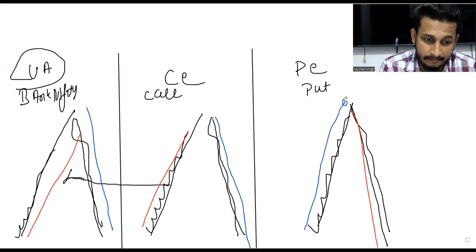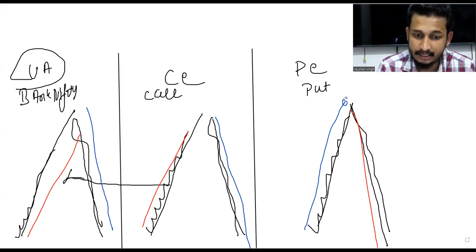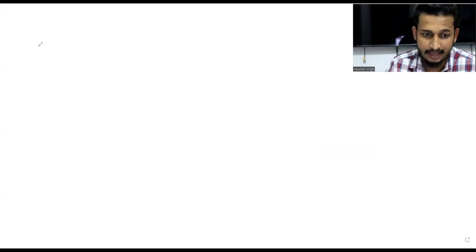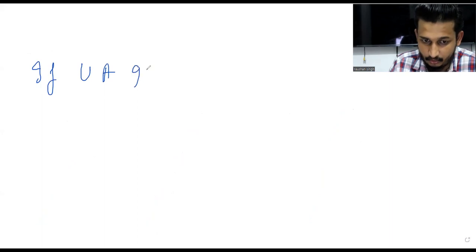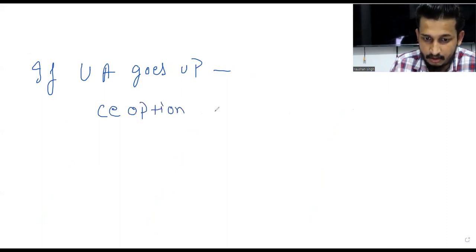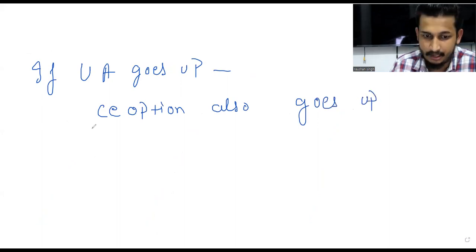If the prices are falling, let's say the call option, which is your best friend, will also be feeling bad and going downside. So it is simple: if the underlying asset goes up, the call option also goes up, and the put option comes down.